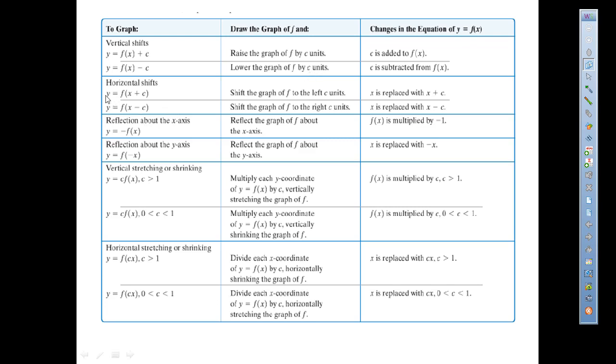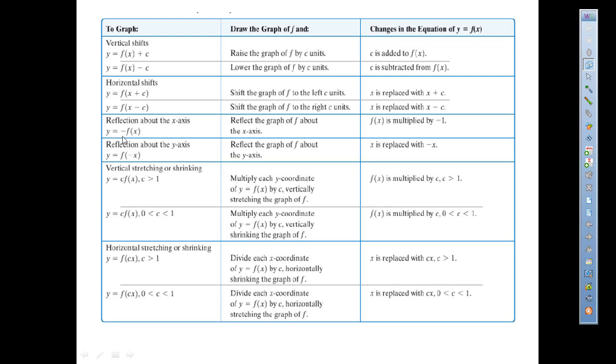Horizontal shifts are going to occur inside the function. Notice here's the function. Instead of f of x, we now have f of x plus c. They're going to shift to the left if it's a plus c, and to the right if it's a minus c. Now you're probably thinking, well, wait a minute, to the right is positive and to the left is negative when we're talking about the coordinate plane. That's true. Inside we're actually changing and it's going in the opposite direction from the sign. Notice it's going in the normal direction for the sign with vertical shifts. Horizontal, things that are occurring inside the function, go the opposite way of the sign.